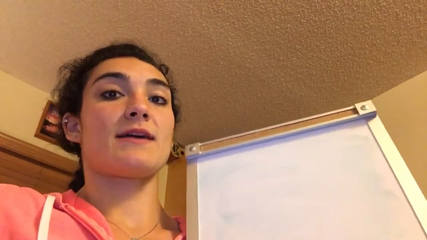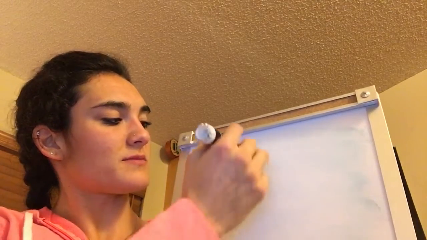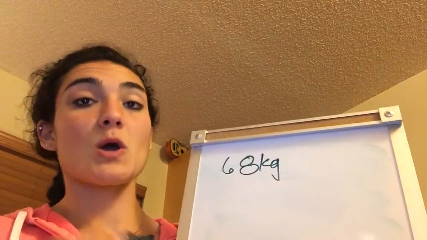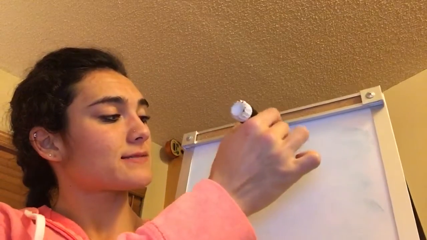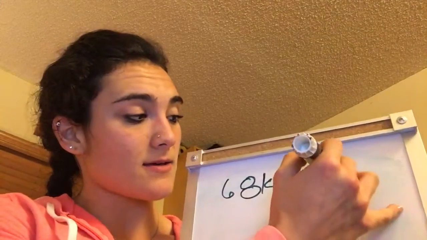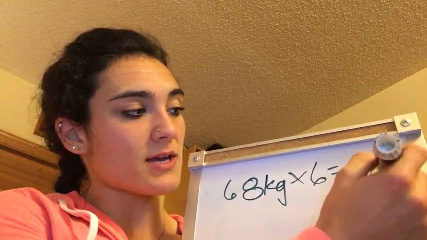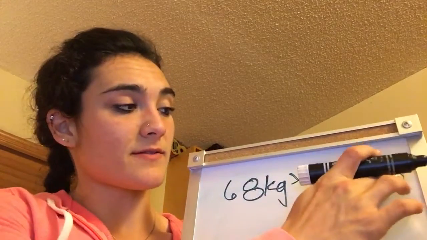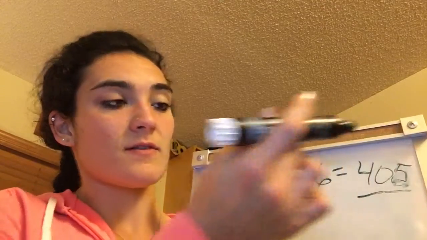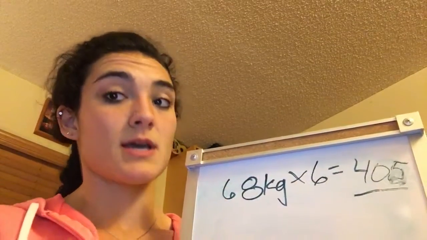Let's start with our carbs. To figure out our carbs, we first have to take our kilograms. So we got 68 kilograms is how much we weigh. We now times that by 6. And then that equals how many grams a day of carbs we need, which is 405 grams of carbs in our day.